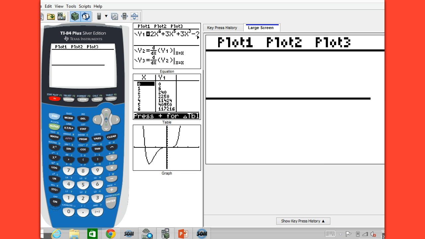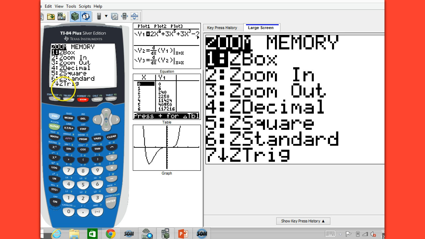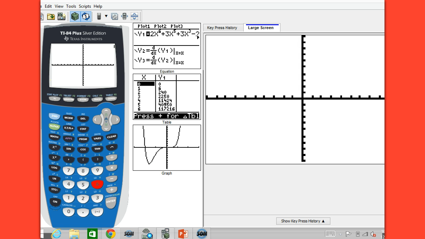So again, we went into y equals and we put in our equation, that 2x to the 6th equation, and we started with the zoom 6, and that really didn't help us a whole lot.